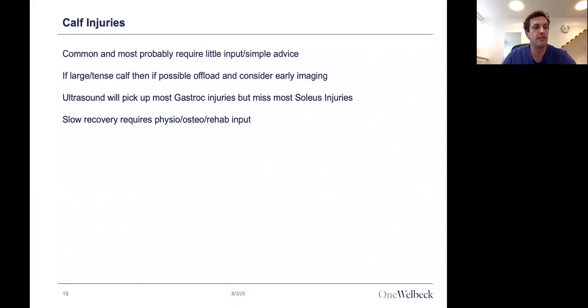If they are recovering slowly, if they're not following that normal expected course over 2, 4, 6 weeks, then it's certainly worth getting the input of a specialist physiotherapist, osteopath, rehab specialist for specific input. And as we said, it's worth looking closely at the mechanics and at the lumbar spine if we're getting these recurrent unexplained calf injuries.